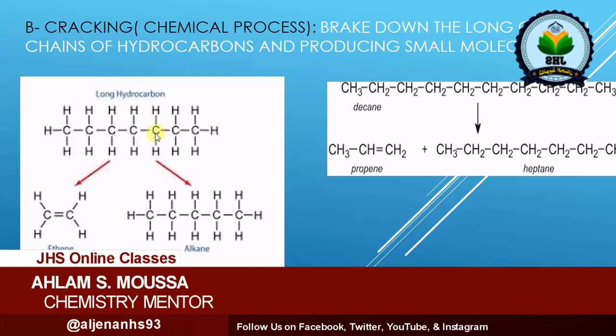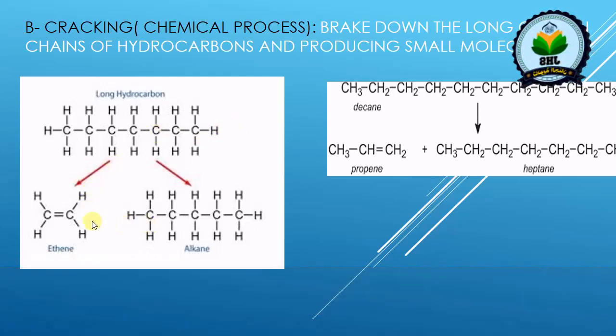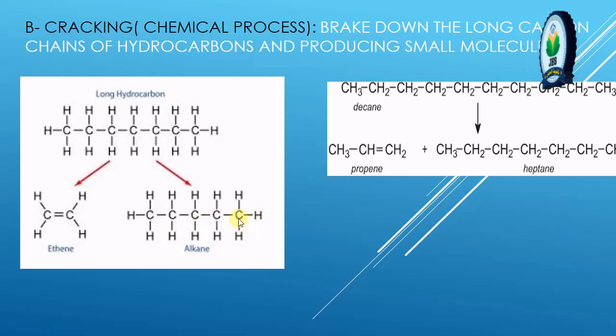This heptane will break down into two hydrocarbons. The first one is an alkene and the second one is an alkane. The alkene, ethene, has 2 carbons, while the alkane, pentane, has, if you count, 1, 2, 3, 4, 5, so 5 carbons. If you add 5 carbons plus 2 carbons, it gives us 7 carbons, which is heptane.